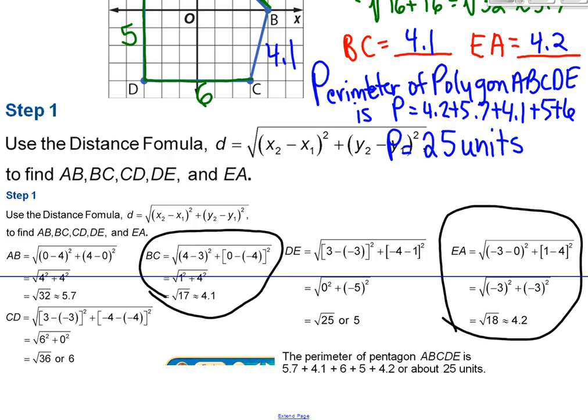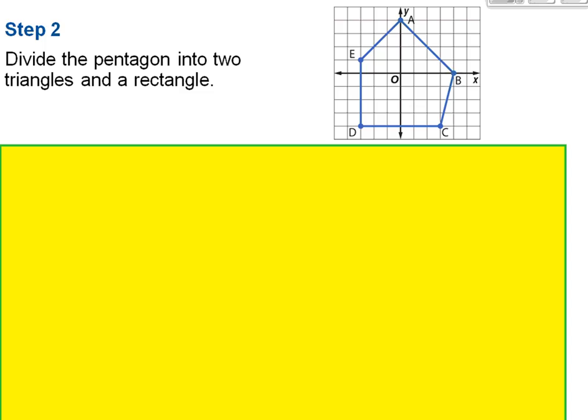So for this one, I'm going to go to another copy of this slide, and hopefully you're using your space wisely. If you need to, you can fold up the paper a little bit so that you can have a little more space for this first one. We're going to divide this pentagon into two triangles and a rectangle, and I think you'll find it's very easy then to find the area.